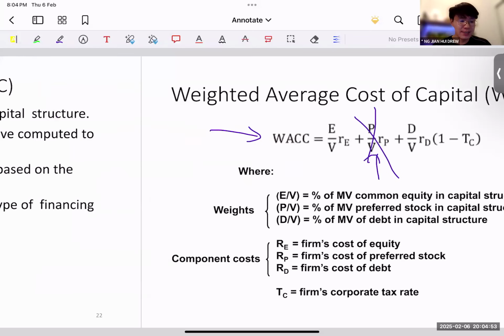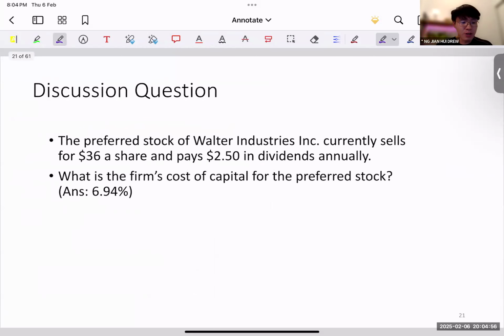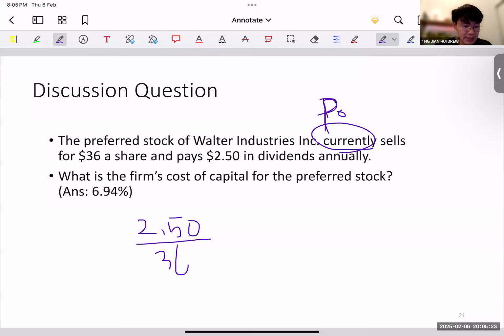Right. So it's three separate components. All right, so there's a simple question here. We have this Water Industry Incorporated currently. So this is a D not. I hope you can see, selling the shares at this price P not, and pays dividends annually of $2.50. So you just take $2.50 divided by 36 to give your cost of capital for preferred stocks.